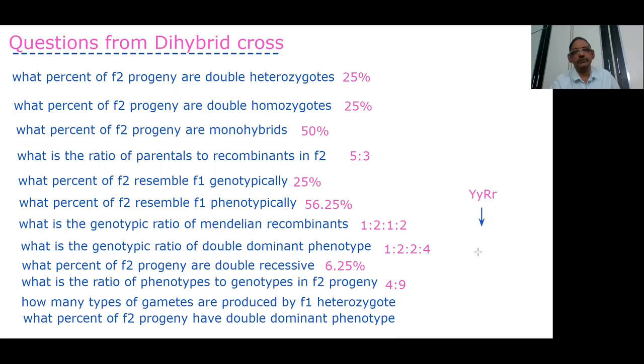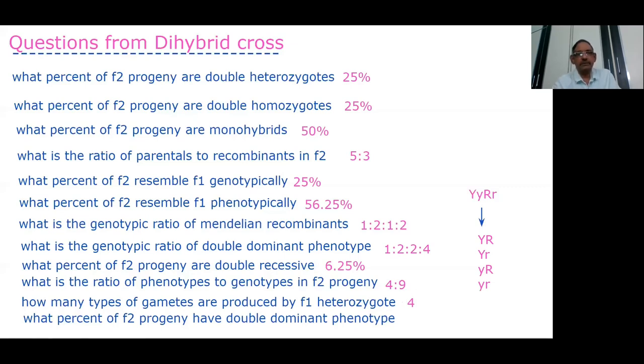The gametes produced by this are four types of gametes: capital Y, capital R; capital Y, small r; small y, capital R; small y, small r. So a double heterozygote will produce four types of gametes. If there is independent assortment, four types of gametes in equal proportion, each type of gamete in 1/4 proportion. So how many types of gametes are produced by F1 heterozygote? The answer is 4. Four types of gametes.